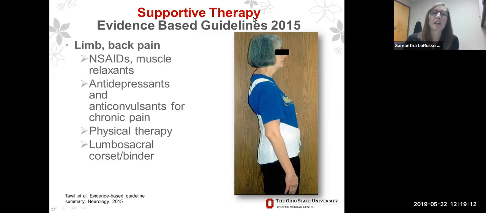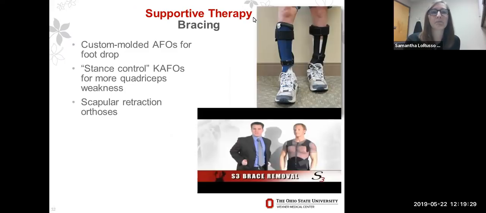And then using bracing to help with pain is also helpful. So this woman here is using a lumbosacral corset or binder for her abdominal weakness, and the weakness in the muscles along the spine. Talking more about bracing, for people who have foot drop, we often recommend AFOs, or ankle foot orthoses. This is less common in FSH, but they also do make braces that go above the knee for people who have more weakness in their upper leg.